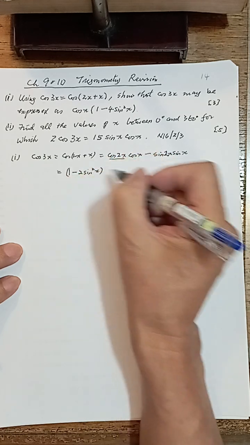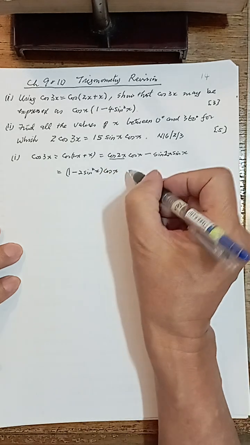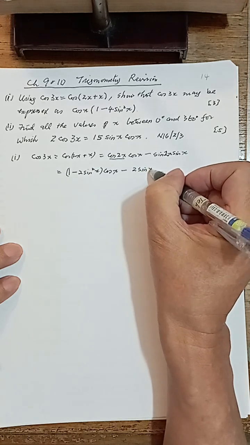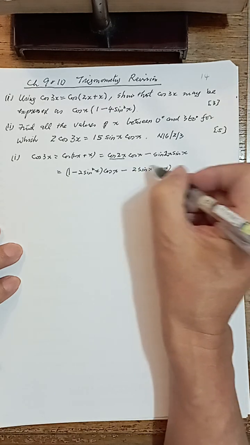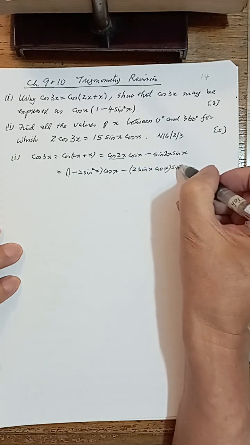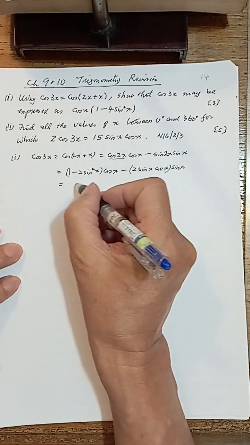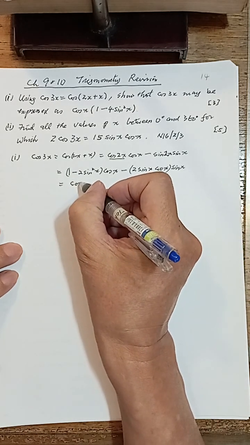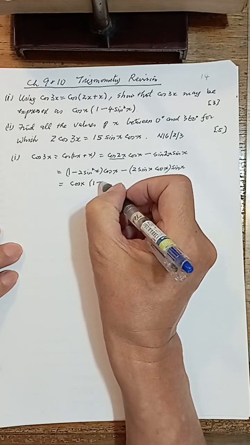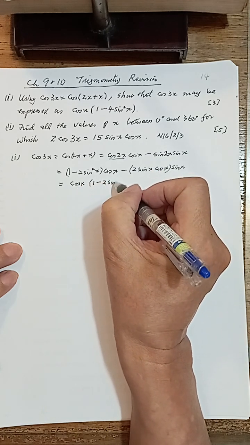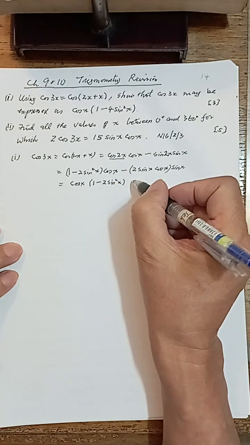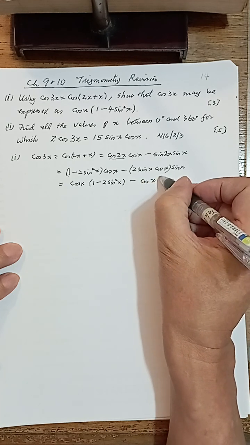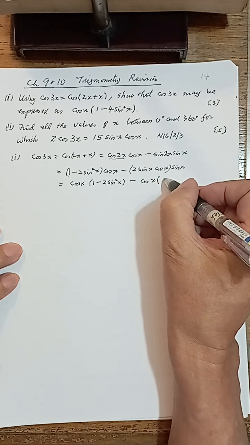Okay, so 1 minus 2 sine square x multiplied by cosine x, minus sine 2x, so it's 2 sine x cosine x, then times sine x. So this will be cosine x, cosine x, 1 minus 2 sine square x, minus cosine x, and this will be 2 sine square x, right?